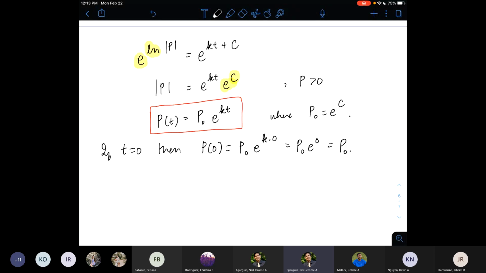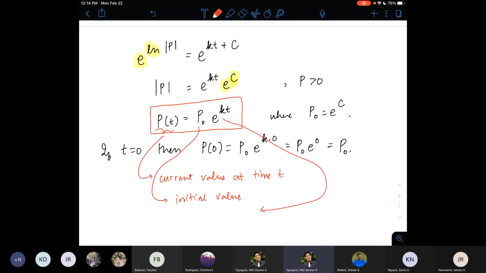So basically, that's what I want you to remember for this model. P of t is the current value, the value at time t. P sub 0 is the initial value. And k is the rate of growth or decay.